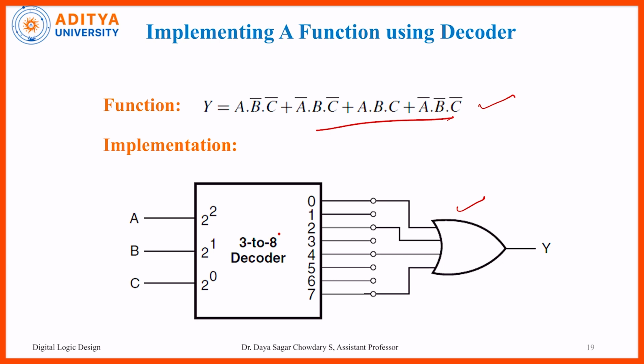That means this equation contains A, B bar, C bar. A we can consider as 1, B bar as 0, C bar as 0. That means 1, 0, 0 represents 4. So the 4 terminal is directly given to the OR gate. Likewise here, A bar is 0, B is 1, C bar is 0. So 0 1 0 is the representation of 2, and 2 is given to the OR gate. Likewise the other two terminals can also be connected to the OR gate. Finally we will get the output Y. So any equation can be converted on a decoder like this.